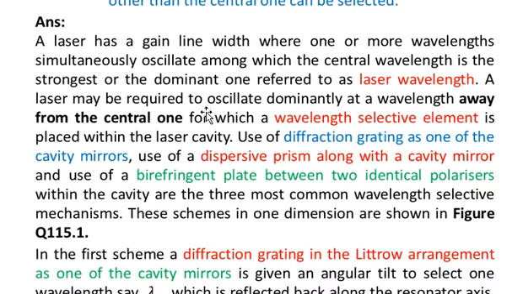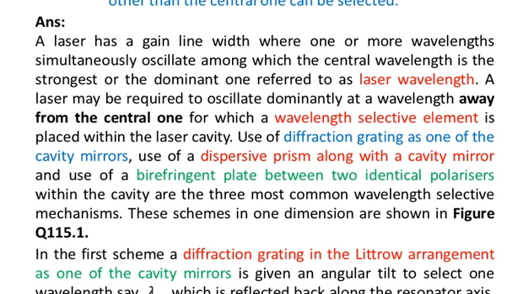A laser may be required to oscillate dominantly at a wavelength away from the central one, for which a wavelength selective element is placed within the laser cavity. Use of a diffraction grating as one of the cavity mirrors, use of a dispersive prism along with a cavity mirror, and use of a birefringent plate between two identical polarizers within the cavity are the three most common wavelength selective mechanisms. These schemes in one dimension are shown in figure 115.1.